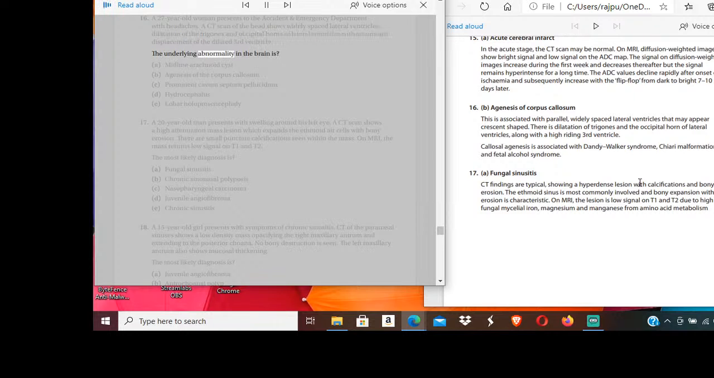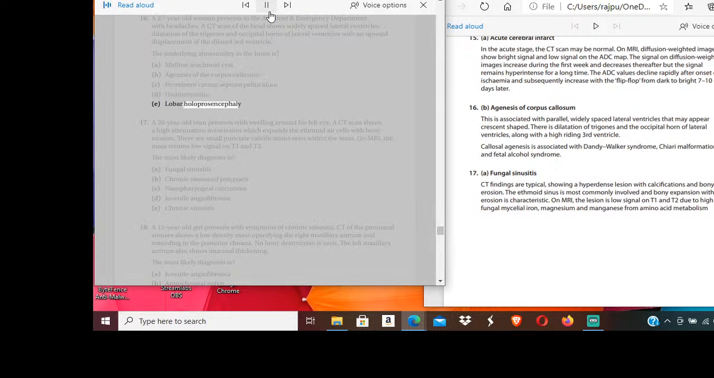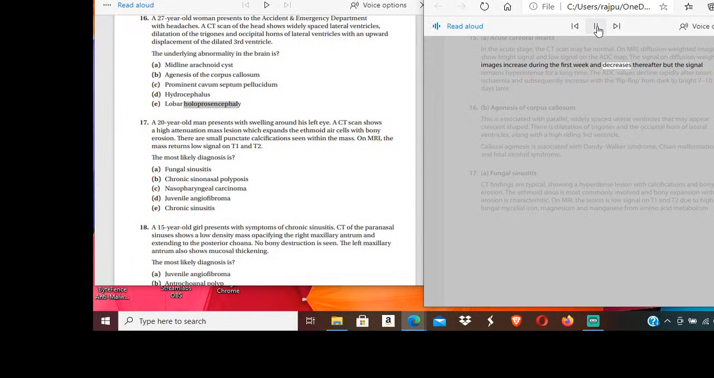The underlying abnormality in the brain is A. Midline arachnoid cyst. B. Agenesis of the corpus callosum. C. Prominent cavum septum pellucidum. D. Hydrocephalus. E. Lobar holoprosencephaly. And decreases thereafter, but the signal remains hyperintense for a long time.